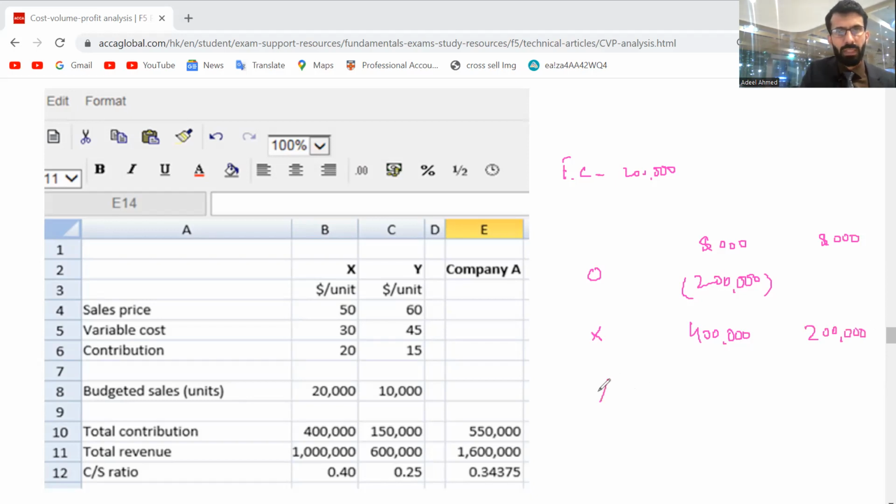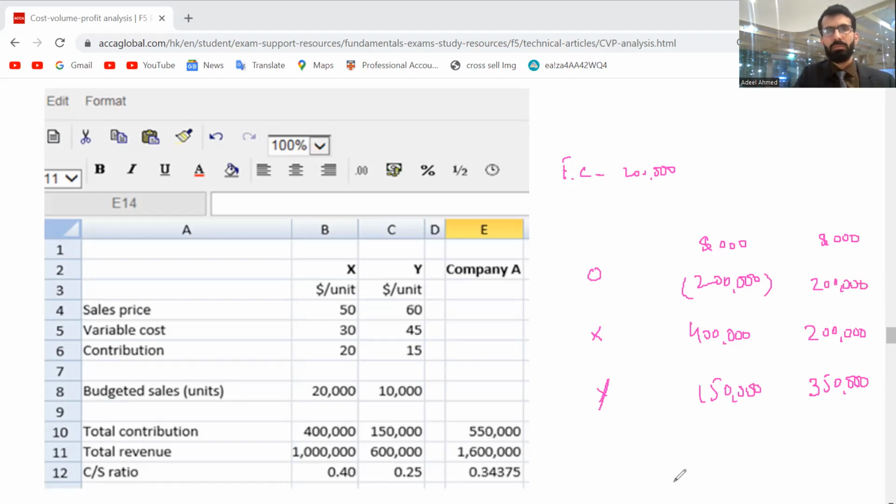Okay, and then when we add on our product Y, which will help us generate a total contribution of 150,000, it will take our cumulative profitability from 200,000 to 350,000. This is our cumulative profit or loss.